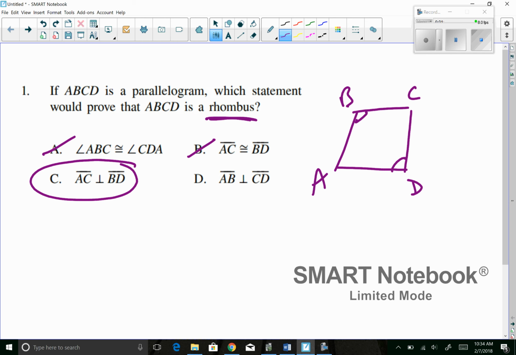The diagonals being perpendicular to each other, that's a rhombus trait. And AB and CD being perpendicular to each other doesn't make sense at all. That's not even going to be a parallelogram. So the only thing that makes sense here is that the diagonals are perpendicular.